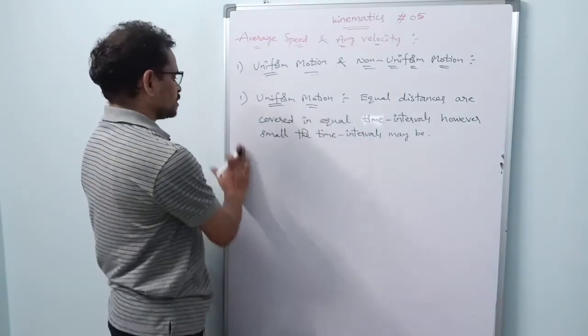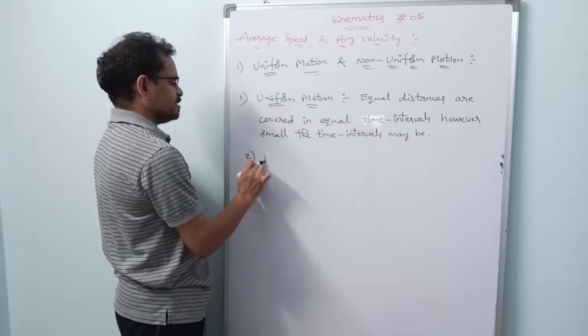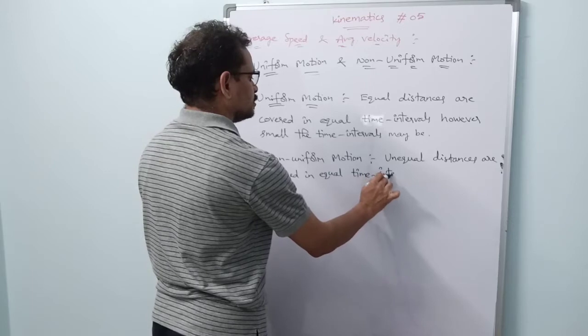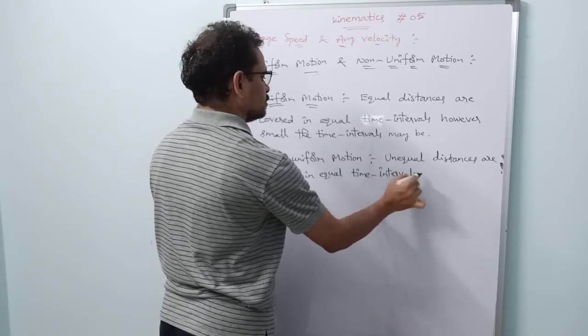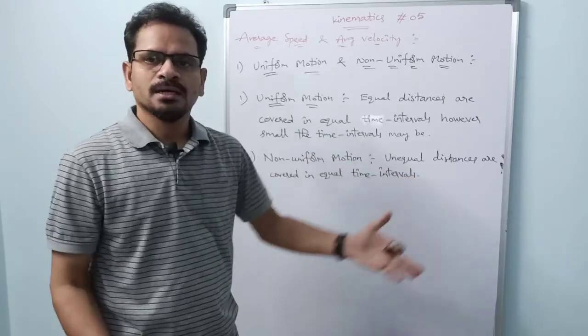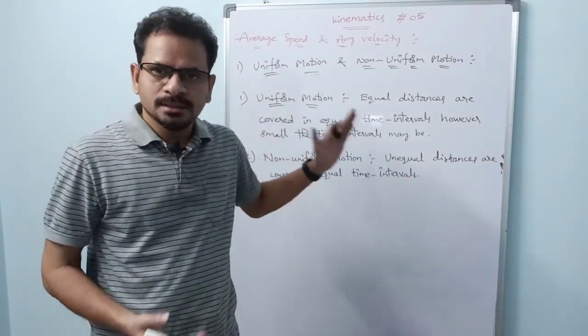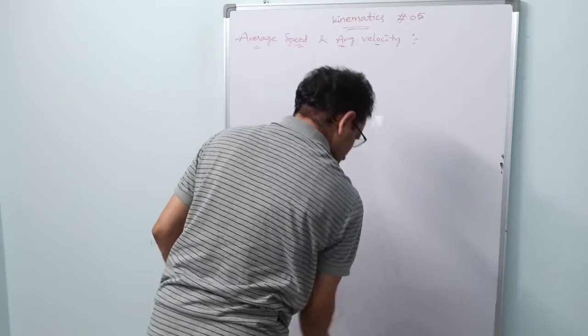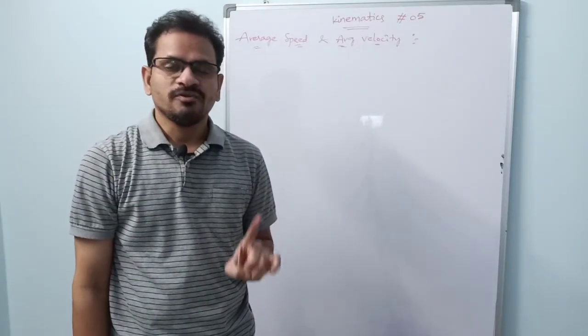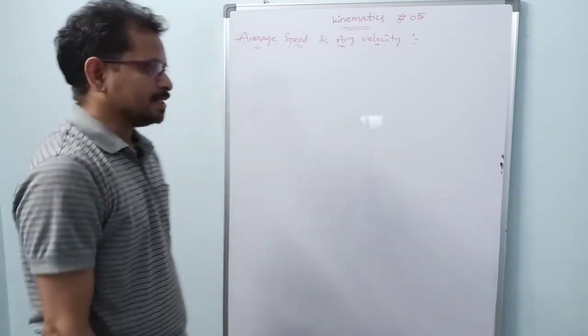Okay. Then what is non-uniform motion? In equal time intervals, the distances covered are unequal. Here there is no need to mention "however small the time intervals may be." Okay guys, now you got the idea what is uniform motion and what is non-uniform motion, right?